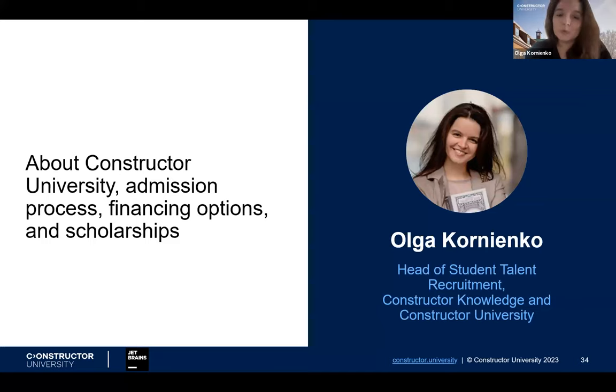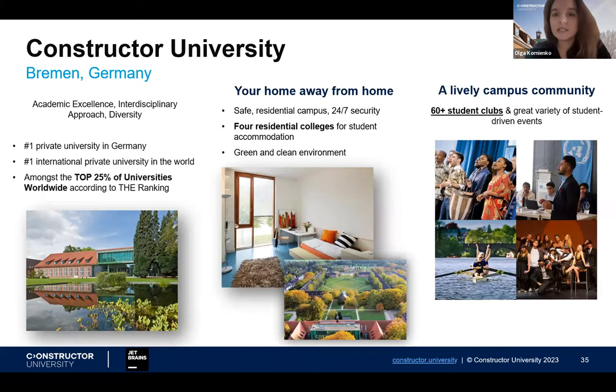So, let's move a little bit deeper to Constructor University in general and its admission process. Constructor University is a research-oriented university located in Northern Germany, near Bremen. And we are the number one private university in the country. Our campus is the home of a truly international community. We have about 1,600 students from 120 countries, and it makes us the number one international university in Europe and one of the most international universities in the world as well.